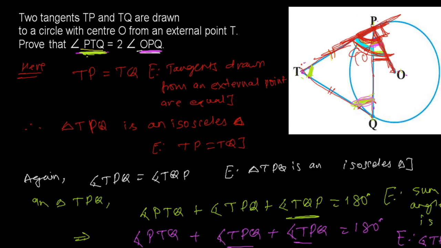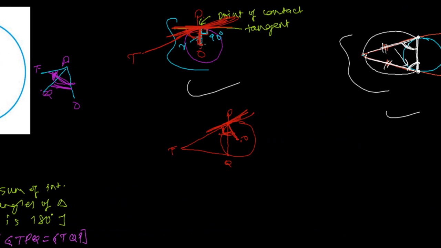You just have to use the two concepts that I told you. The radius is always perpendicular to the tangent, and from an external point, if you draw tangents, there are only two possible tangents, and both tangents are equal.